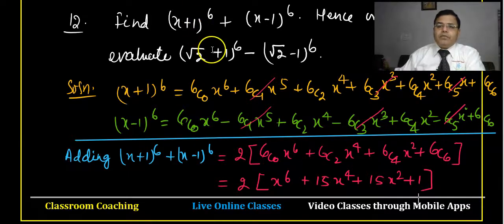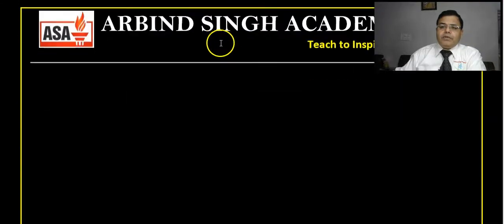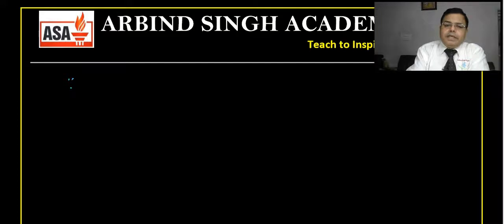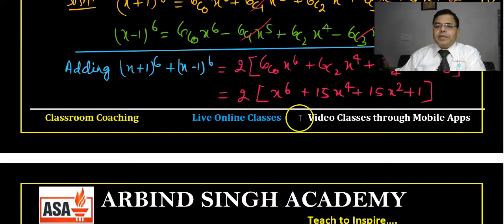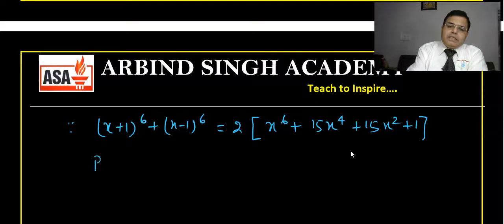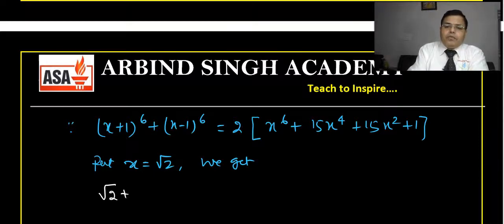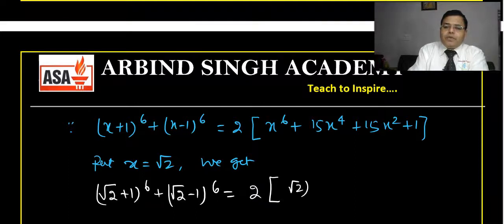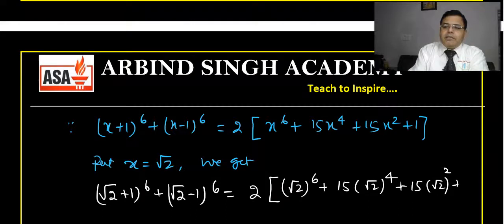Now put x equal to √2. The expression was (x + 1)^6 + (x − 1)^6 equal to twice of x^6 + 15x^4 + 15x^2 + 1. Putting x equal to √2, we get (√2 + 1)^6 + (√2 − 1)^6 equal to twice of (√2)^6 + 15 into (√2)^4 + 15 into (√2)^2 + 1, isn't it?